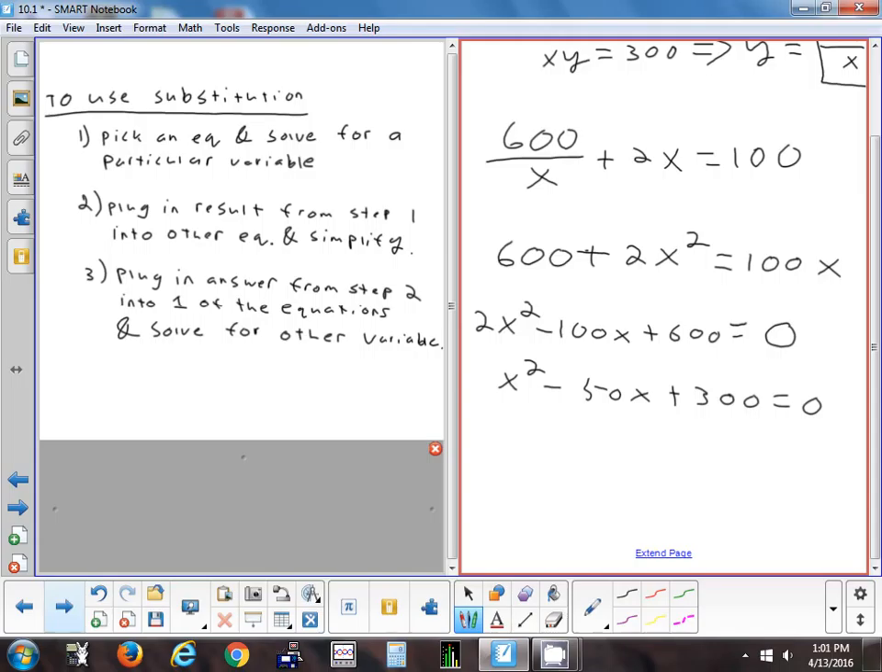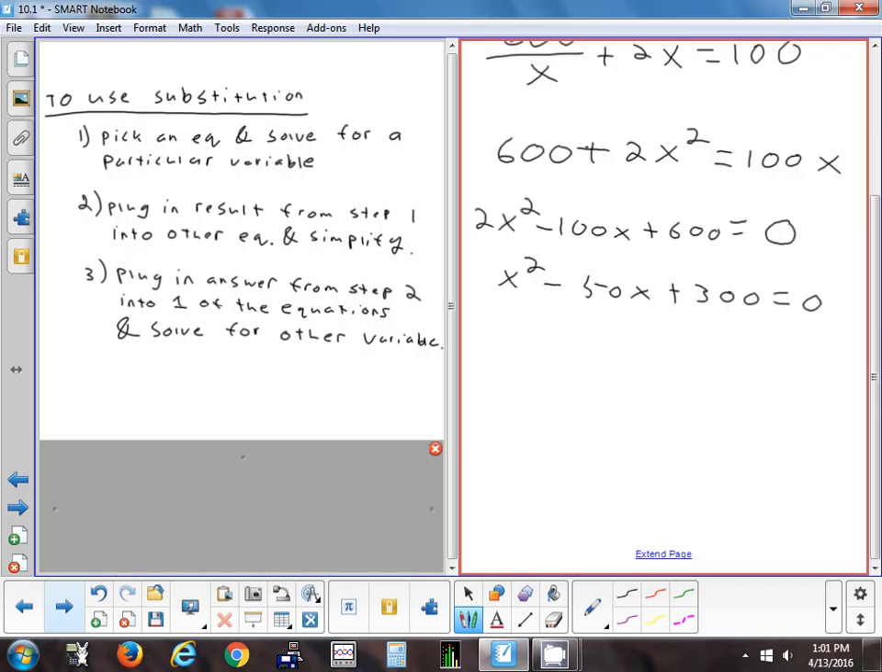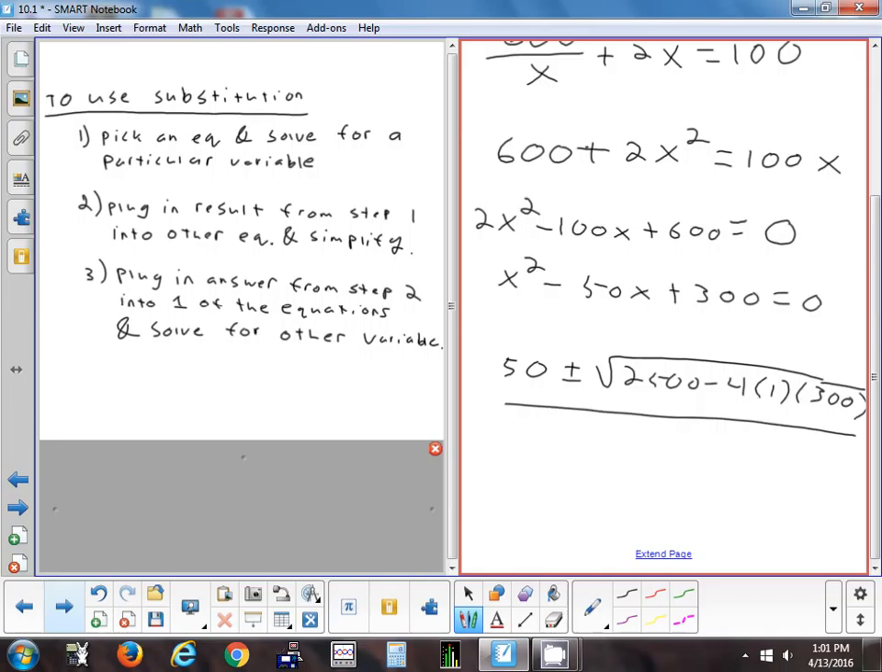All right. In the last class, we tried to factor. This doesn't factor. You can't find two numbers that multiply to 300 and add to 50, or at least two integers. So how do we solve it if we can't factor? Somebody remind me what the quadratic formula is? Negative b, plus or minus the square root of b squared minus 4ac, over 2a.